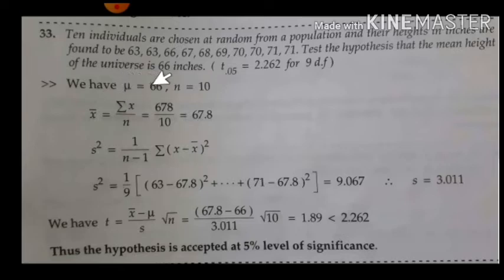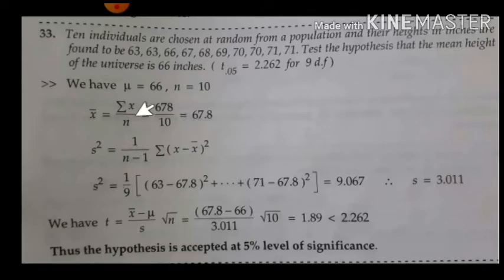It is 66 inches. And how many sample values have they given? n sample values. But the difference between the previous problem and this one is that here 10 sample values are given. So data is given. In the previous problem, the mean and standard deviation of the sample were given directly. Here it was not given. They have given only data.